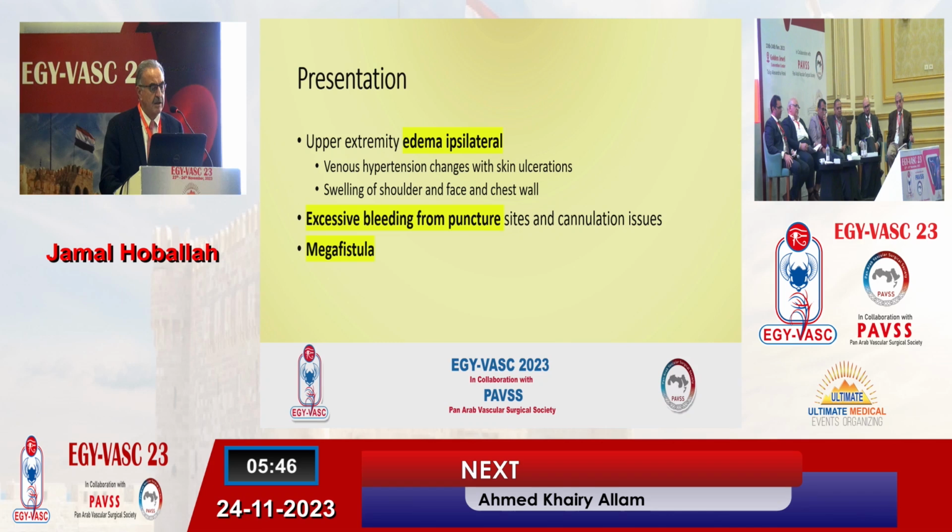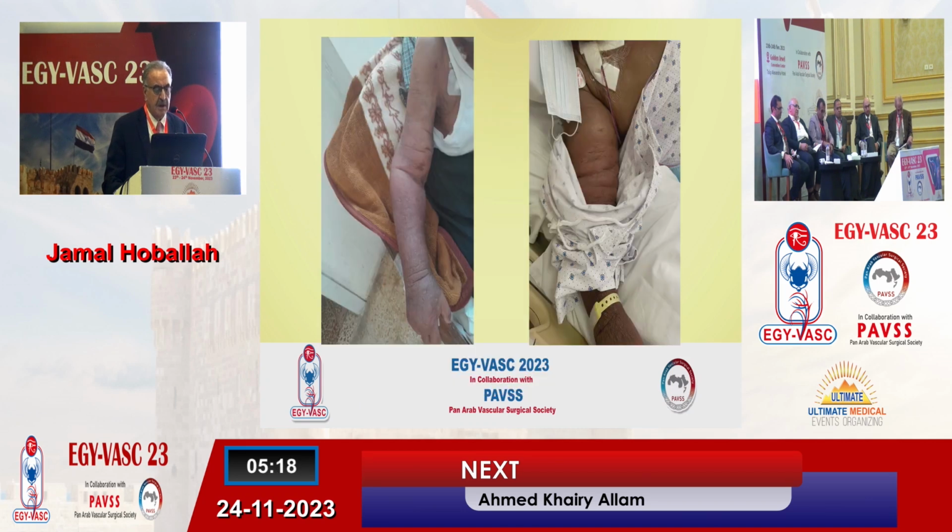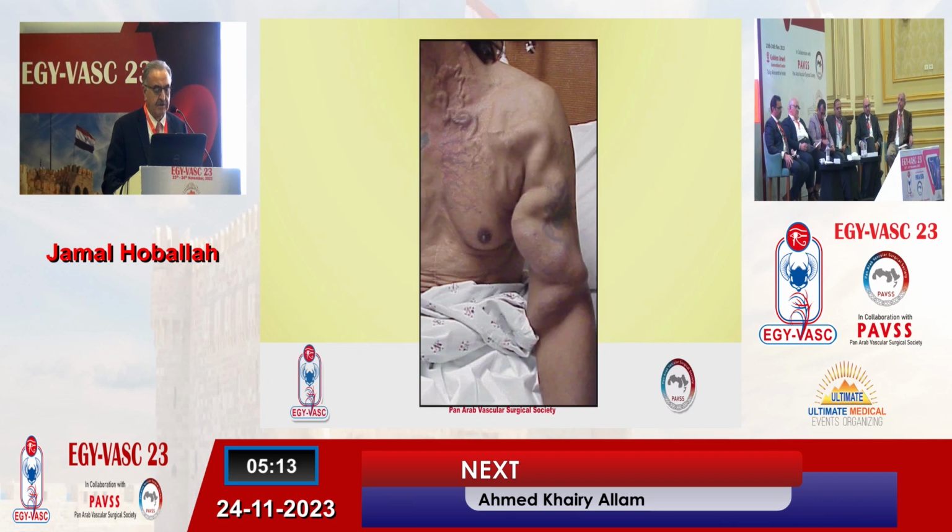Now, the presentation can typically be edema and swelling on the ipsilateral side with some venous hypertension changes and even some skin ulcerations in the upper extremity. You may even have swelling of the shoulder, face, and chest wall. Another type of presentation will be excessive bleeding from the puncture sites along with cannulation difficulties, and you can have a megafistula. This is an example of a simple one, but it gets more complex. And this is an example of a megafistula.